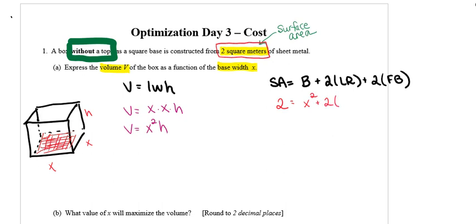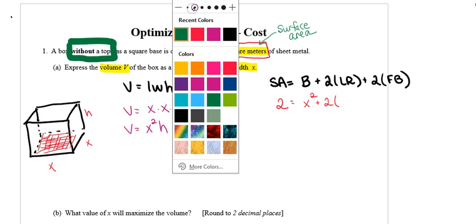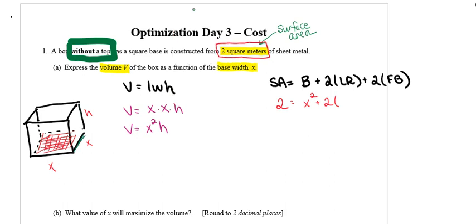The rectangles that make up the left side and the right side of my box measure x units long by h units high. So each of those will have an area of x times h. And the two rectangles that make up the front side and the back side of my box, well, they have a length of x and a width of h, so they too have an area of x times h.